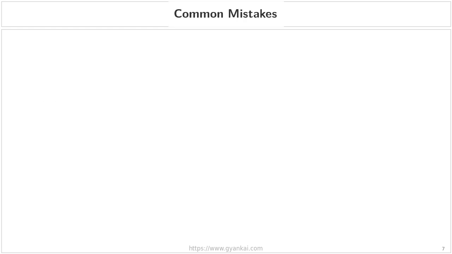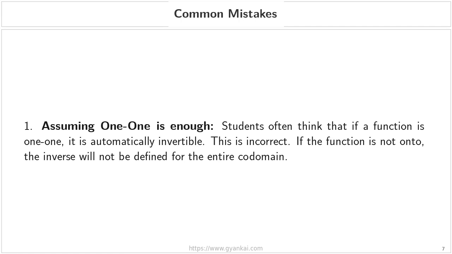Common mistakes. Now that we have explored the theoretical requirements and seen a practical example with the student ID system, let us conclude by discussing some common pitfalls. It is important to recognize these mistakes to ensure you can accurately determine if a function is invertible. First, avoid the mistake of assuming that a function is automatically invertible just because it is 1-1. Many students believe that as long as each input has a unique output, the function can be reversed. However, as we discussed in our earlier slides, this is not sufficient.